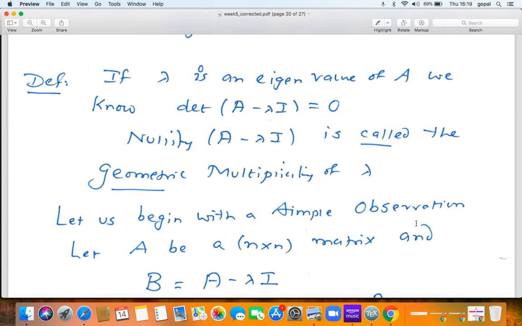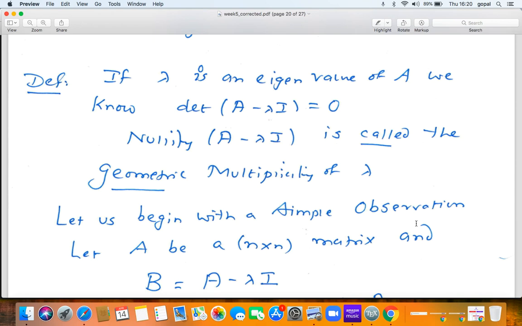So that is algebraic multiplicity. Now we have to go to the geometric multiplicity. Lambda is an eigenvalue of A. What does that mean? That means determinant of A minus lambda I is 0, which means rank of A minus lambda I is strictly less than n. The nullity of A minus lambda I is at least 1. The nullity could be 1, 2, 3, or n. This nullity of A minus lambda I is called the geometric multiplicity of the eigenvalue lambda.